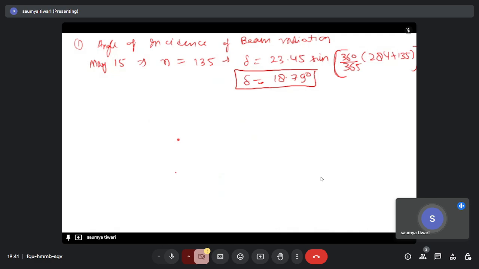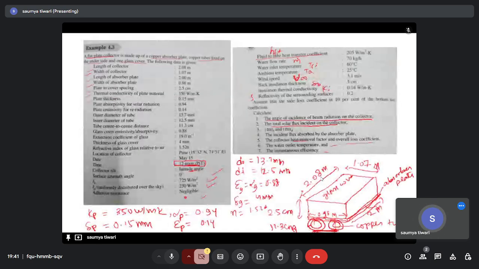Actually, we want to calculate the hour angle. To calculate the hour angle, first we need to know the local apparent time. So we'll calculate local apparent time, which is 12 hour minus... minus, because we are taking the sign convention for east, it will be negative.